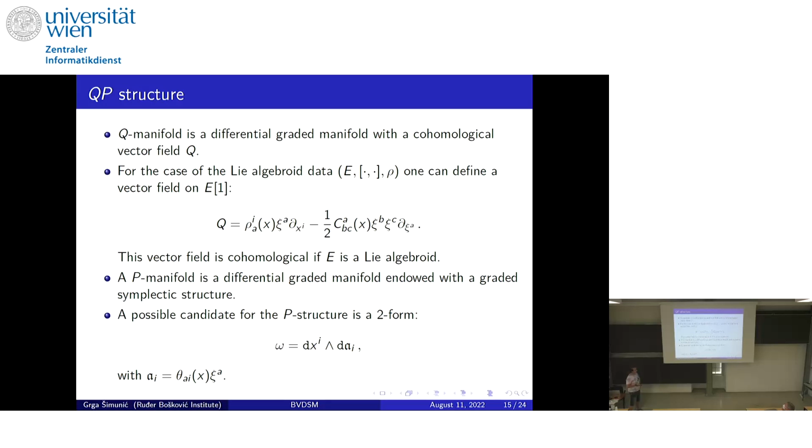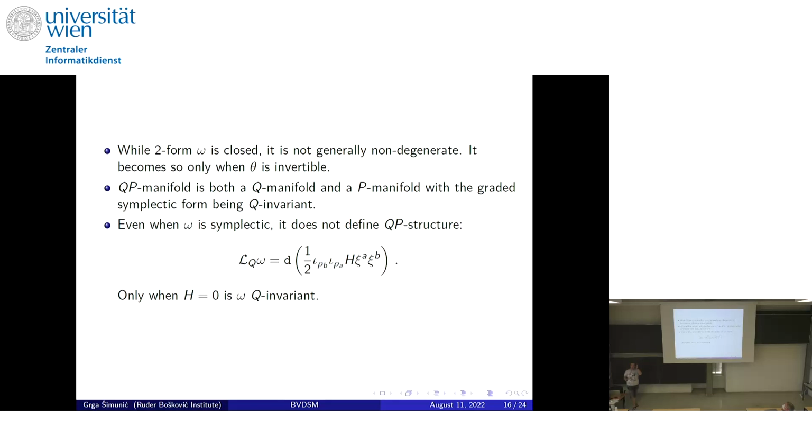Then the P structure is a graded symplectic structure, omega. And now, in this case, it's questionable whether this can be found at all. One possible option is to take omega to have the form dx, which dA, this small a, where a is given in this form. So it has the components of theta in terms of x times xi. Now, this form, it's a two form. It's closed, but in general, it is not non-degenerate. So it can be degenerate, and in this case, it is a presymplectic form. It is non-degenerate only when theta is invertible. So only in those cases, like it is the case for the Poisson model, does the P structure genuinely exist?